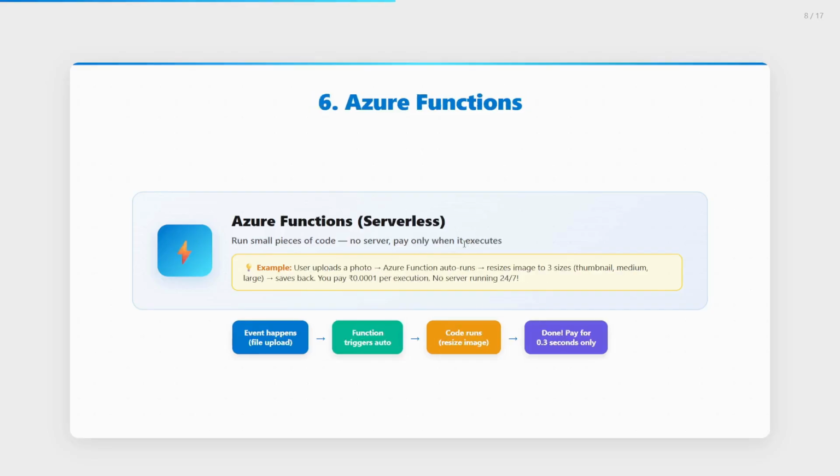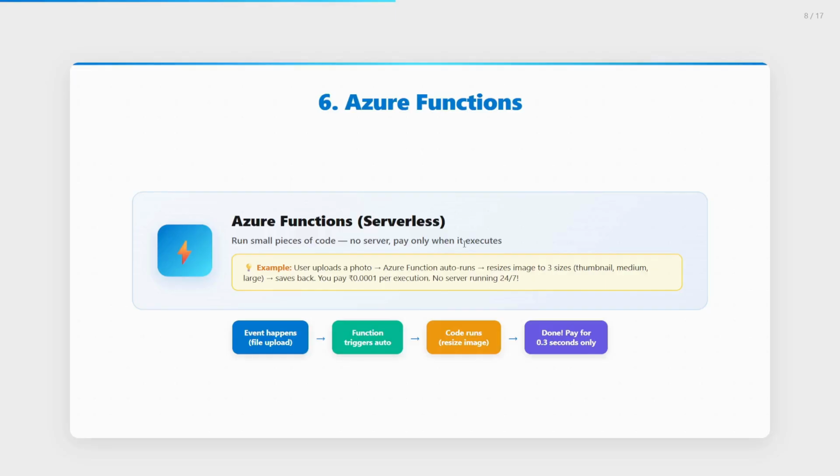Now we will understand what Azure Functions is. This is serverless computing. What does serverless mean? It means there is a server, but you do not manage it. You just write a small piece of code, tell Azure to run this when X happens, and forget about that. The good part is you pay only when your code actually runs.